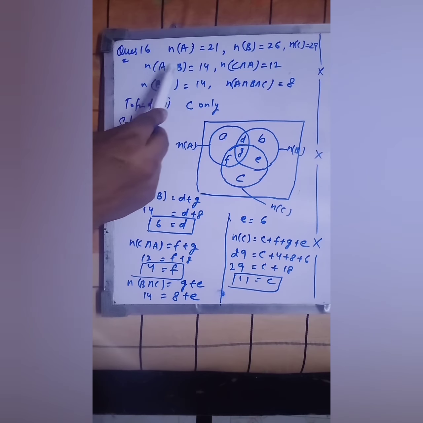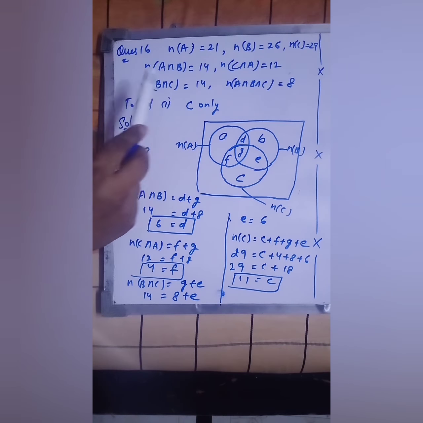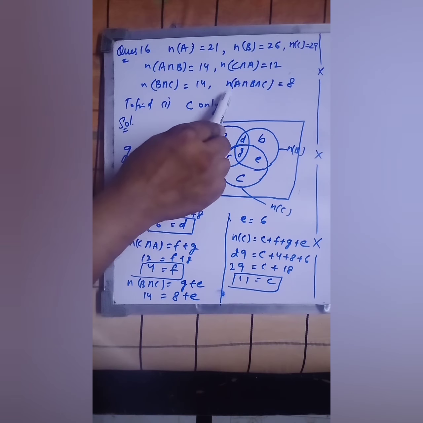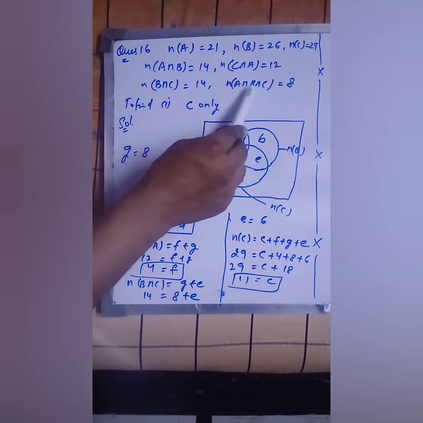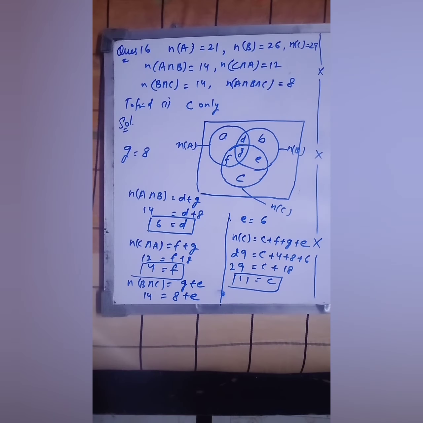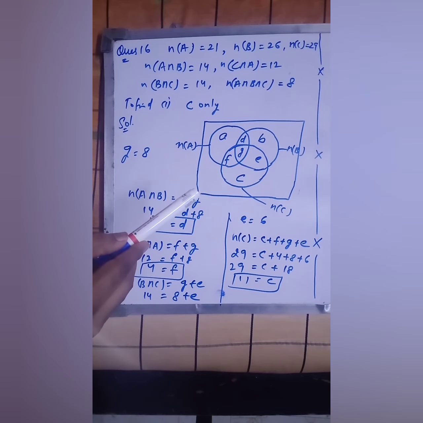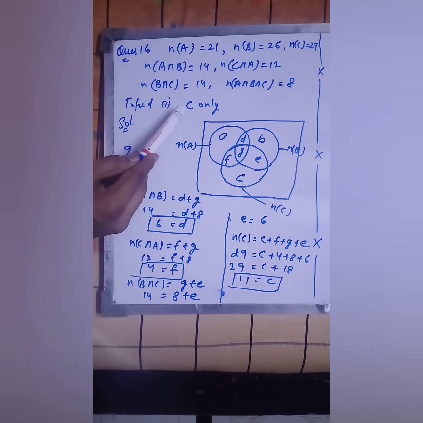14 like product A and B. 12 like product C and A. And 14 like product B and C. And 8 like all the 3 products. So A intersection B intersection C is equal to 8. Okay, so here we have to find how many like product C only. So we have to find out the number of people who like product C only. That means this C we have to calculate.